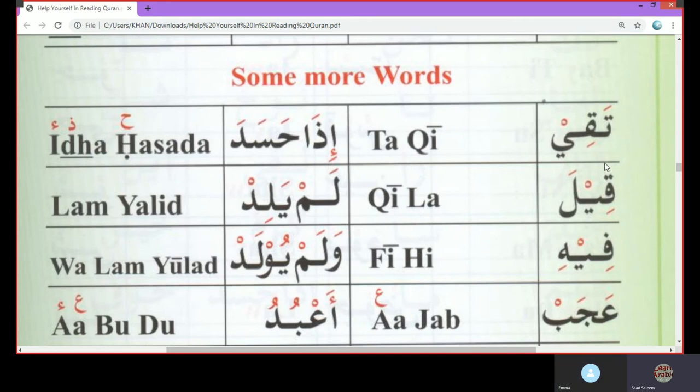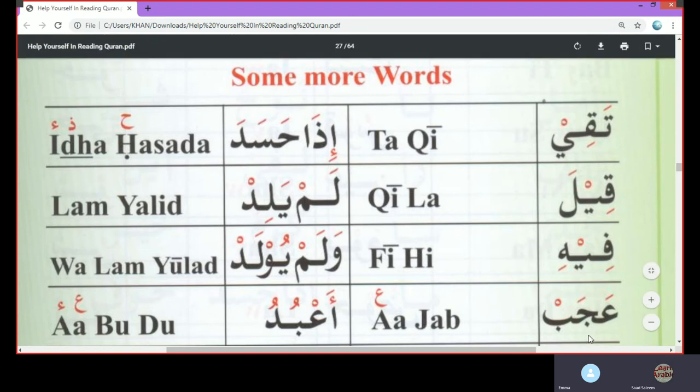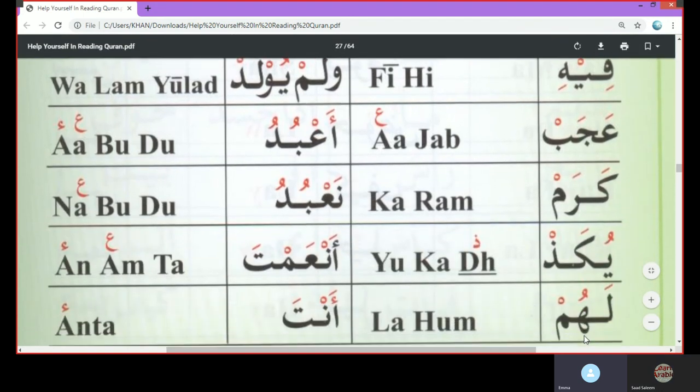Try to read it with high speed. Okay. Taki. Idha. Iza. This is zal. Iza. Hasada. Kila. Lam yalid. Fihi. Walam yulad. Ajab.